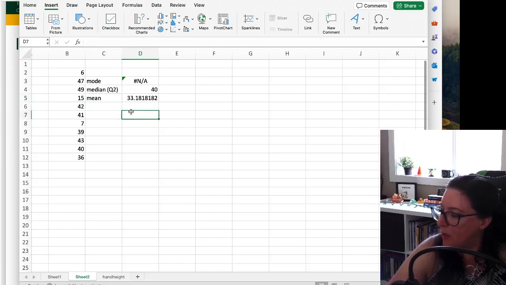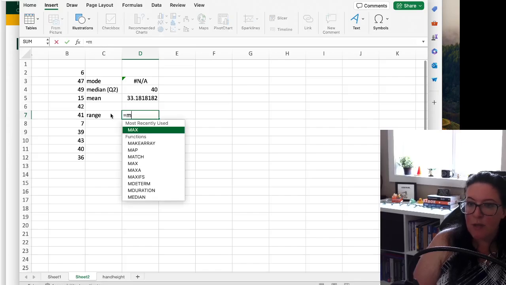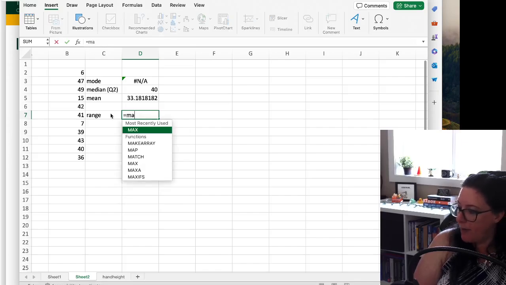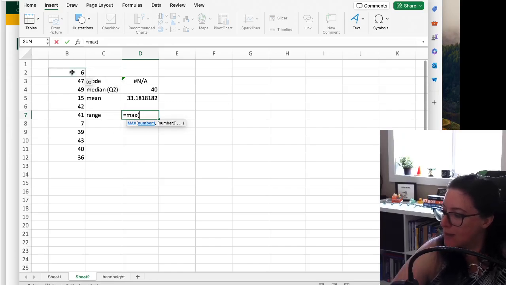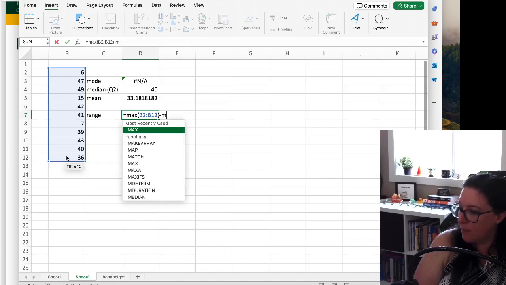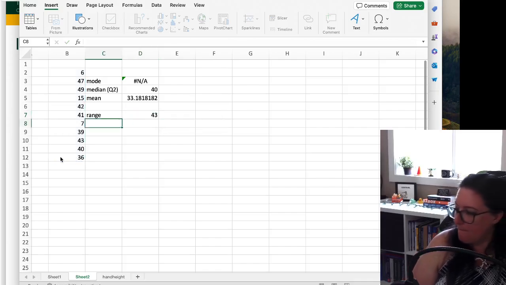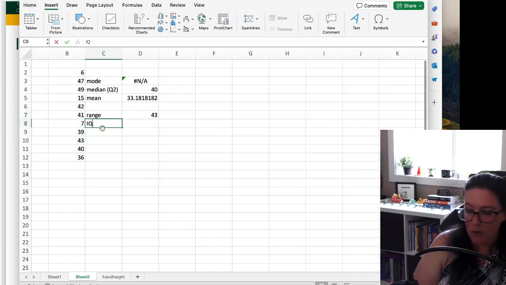Okay. We could then find the range. To find the range in Excel, it's max minus min. So we would do equals max, highlight the data, find me the largest number, subtract the minimum number. Okay, and we get the range.